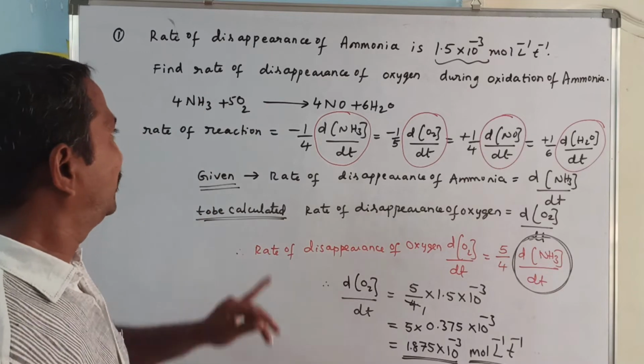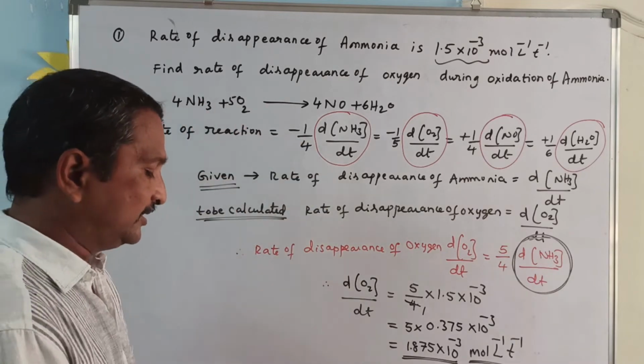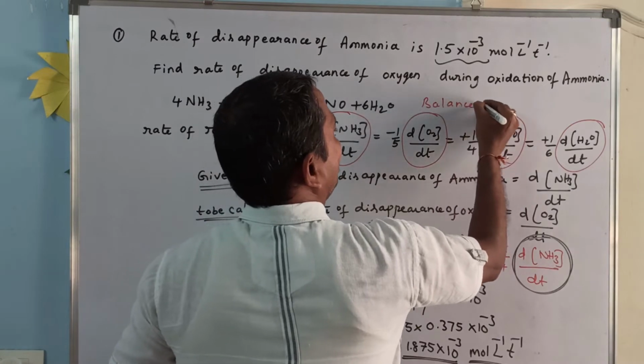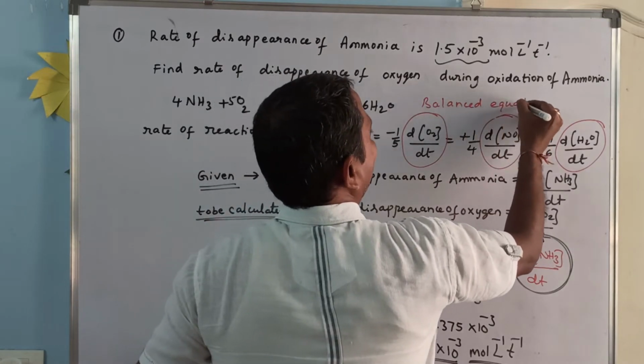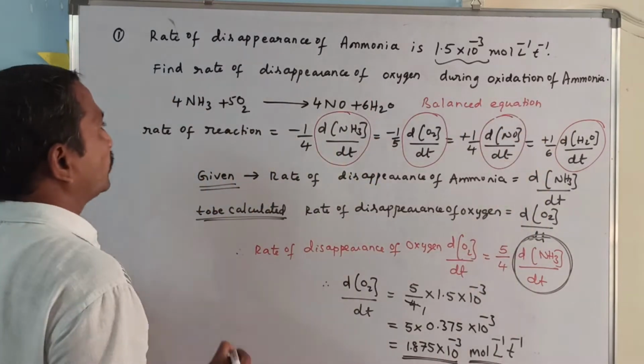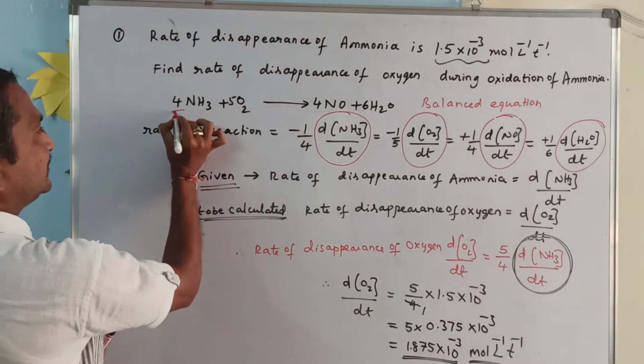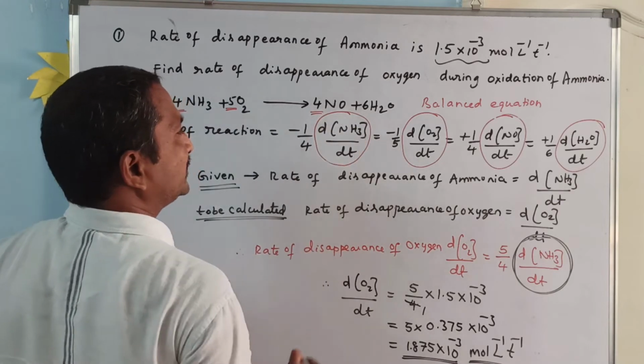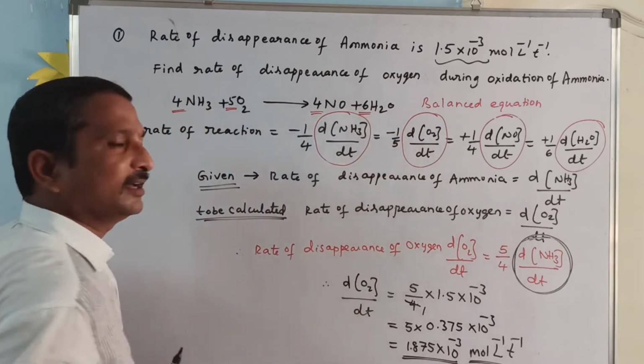See how I am writing. First we have to write the balanced equation. This is called the balanced equation. Clear all of you? Then notice the coefficients of reactants and products. This is the coefficient of ammonia. This is the coefficient of oxygen. This is the coefficient of NO. This is the coefficient of water.